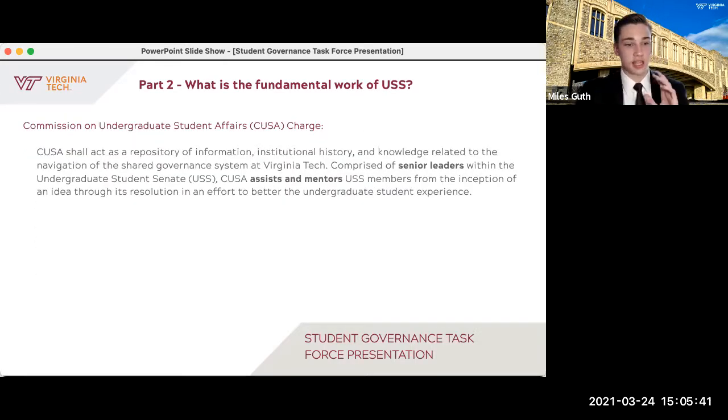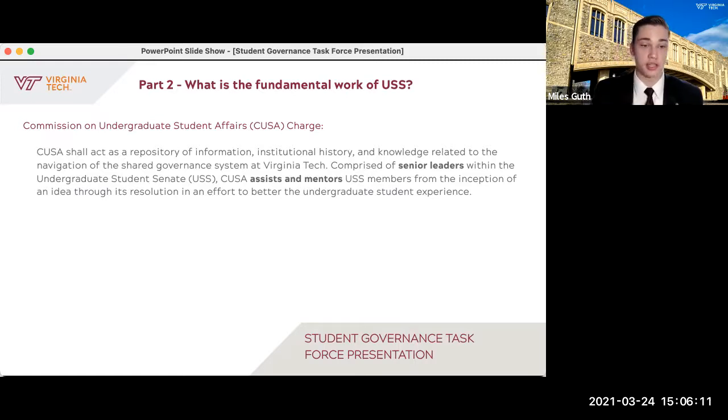So this is a charge for what we call the Commission on Undergraduate Student Affairs. And this will essentially take the place of the current Commission on Student Affairs that exists within the university governance structure. Some background on the Commission on Undergraduate Student Affairs. We need to have a unified body, but we also need to be recognized within shared governance. And having a commission is our goal to do that. Their goal is to keep it within that same system.